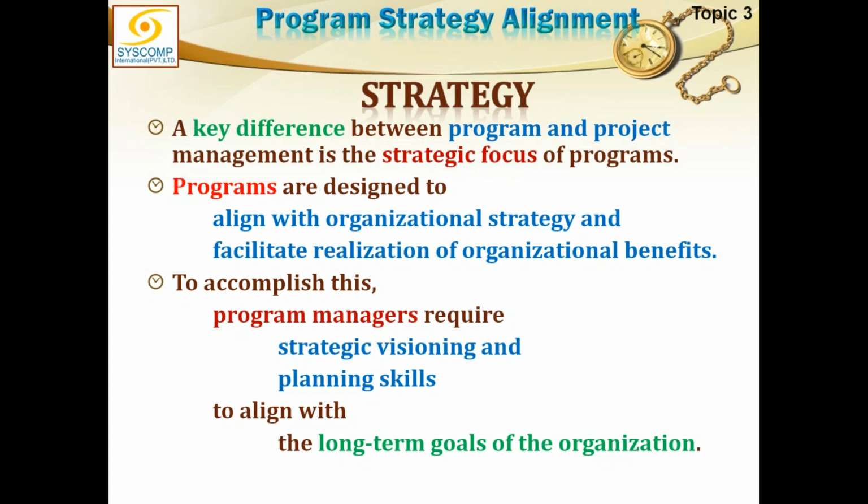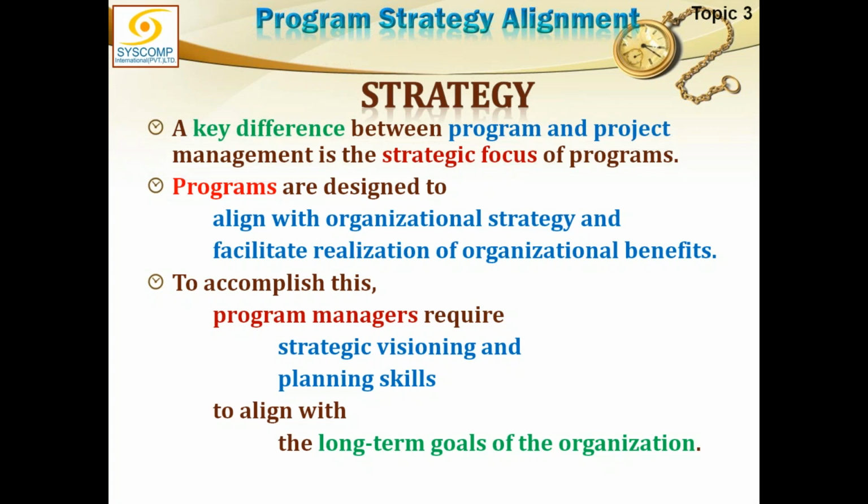To accomplish this, so that these benefits can be realized, the program manager requires strategic visioning and planning skills. He must have an eye for the organizational strategy. He should have a complete and true understanding of what the organizational vision is, how these strategies are fulfilling those visions and missions. So, once I understand the alignment, I would be able to better plan my program to deliver those benefits more appropriately.